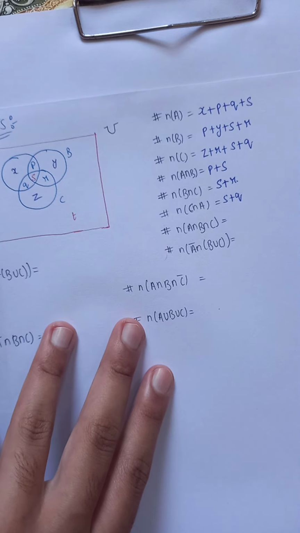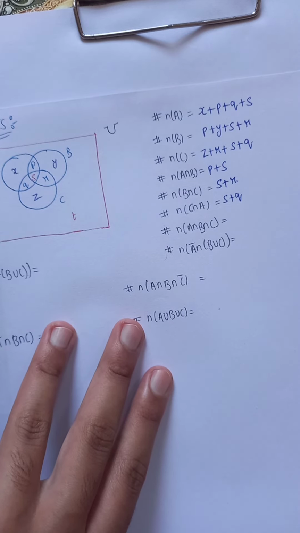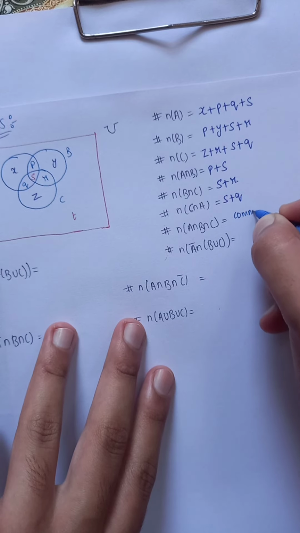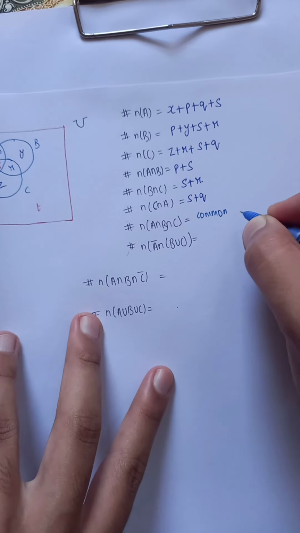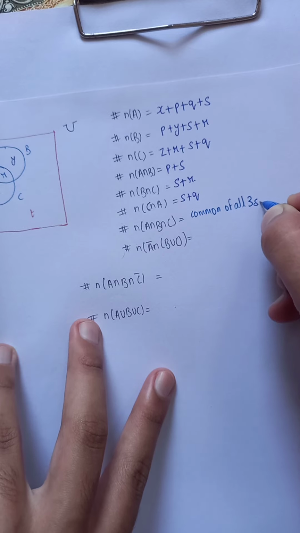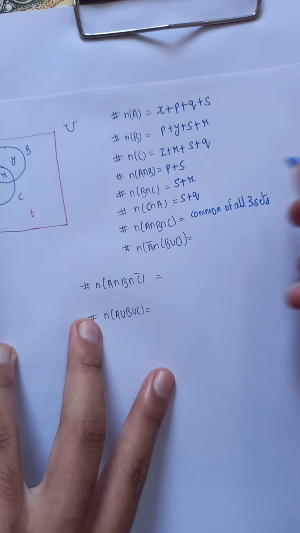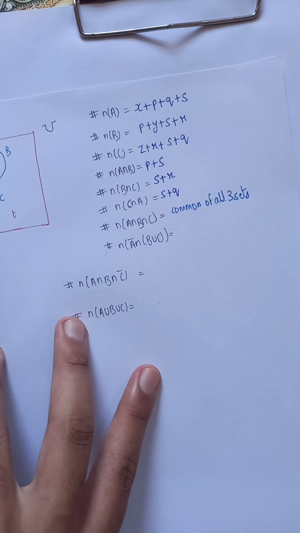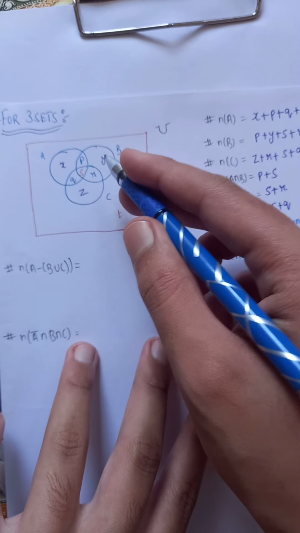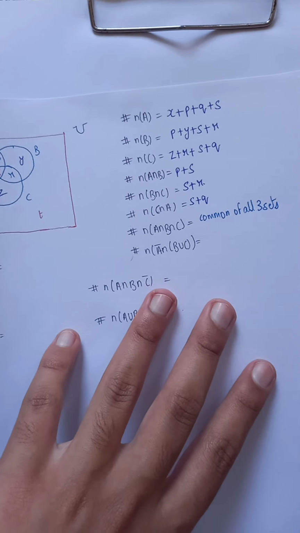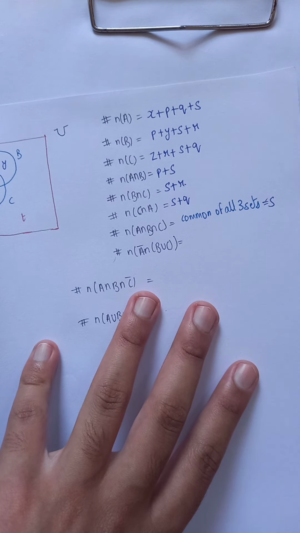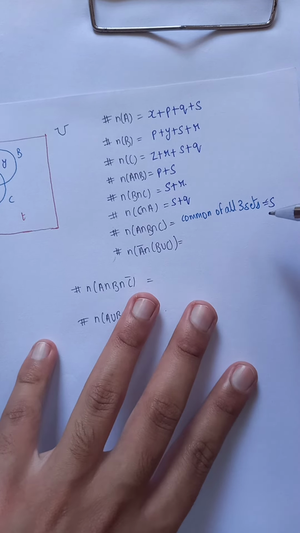What about A intersection B intersection C? It means the common part of all three sets. Which is common to all three sets? S is common to all three sets, right? So the number of elements in A intersection B intersection C is equal to S.